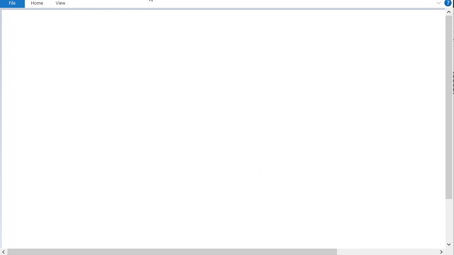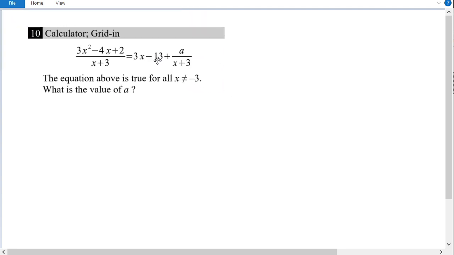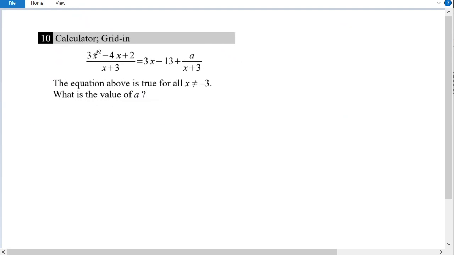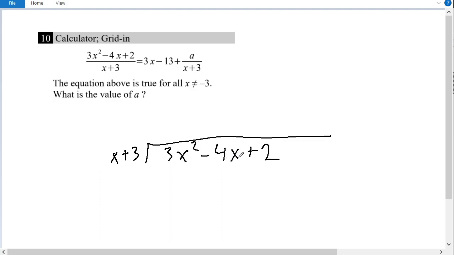Now, let's look at an example of how this might be used on the SAT. Here we have a question from an actual test. We are given 3x squared minus 4x plus 2 over x plus 3, and we want to find what it's equivalent to, including this a over x plus 3 part. Well, we can use polynomial long division. As a fraction, we're essentially just saying that we're dividing the top by the bottom. So that's what I'm going to write out: x plus 3 divided into 3x squared minus 4x plus 2.